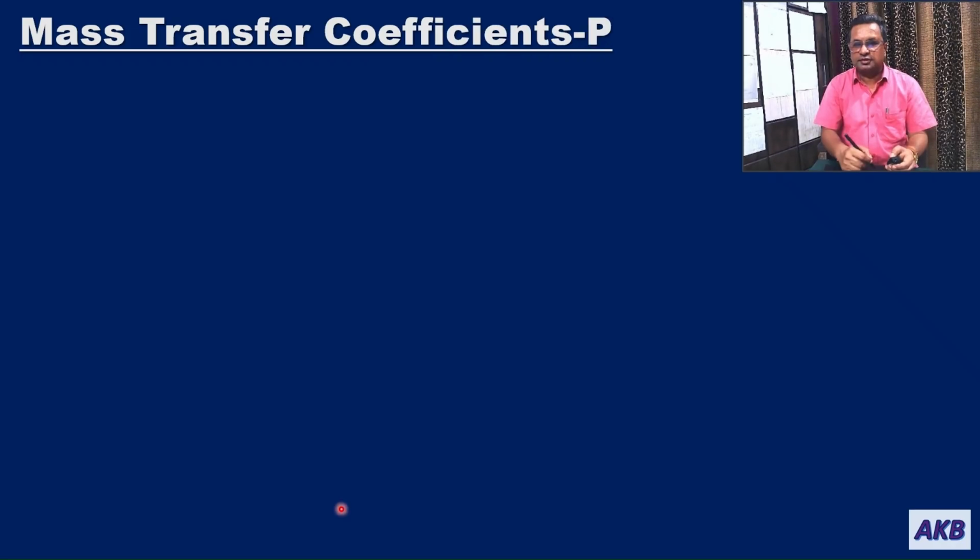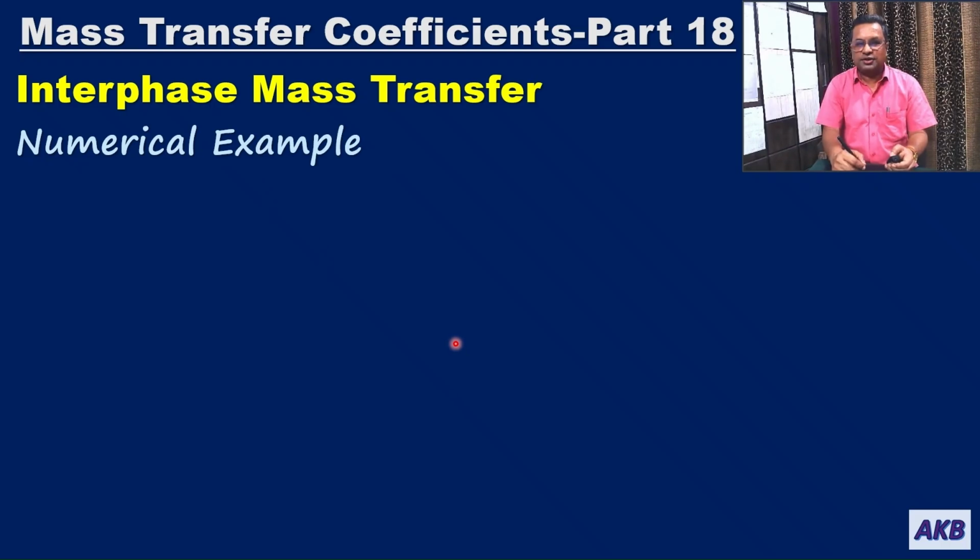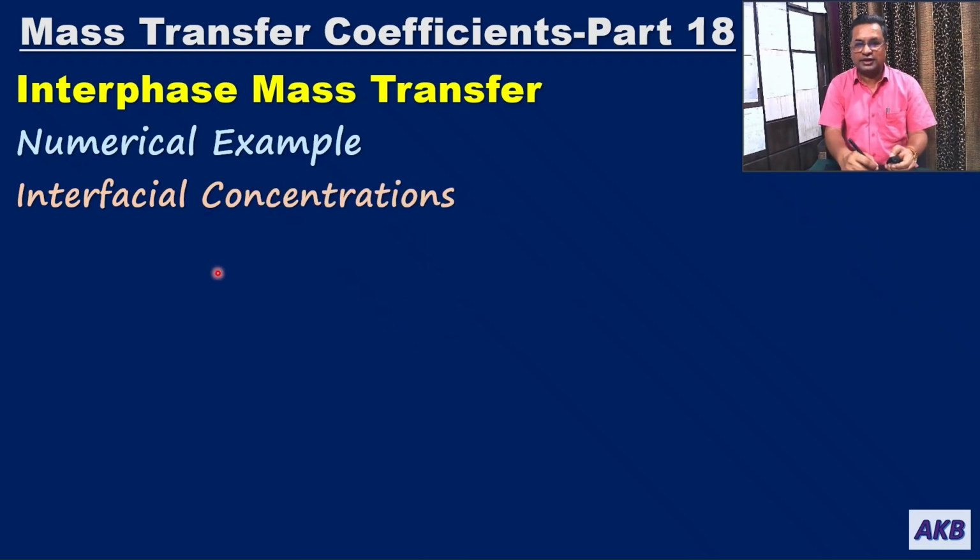This is the 18th part of my discussion on mass transfer coefficients, under the topic interface mass transfer. Today I will be discussing a numerical example in which you will learn how to find interfacial concentrations and then how to find the mass transfer flux. This numerical example is based on my discussion in part number 17.